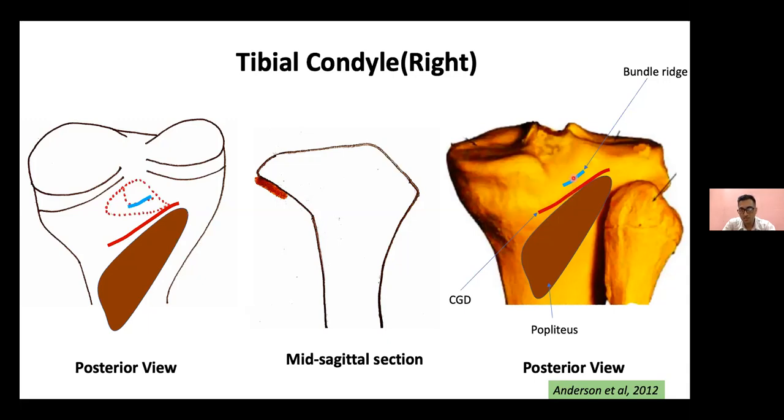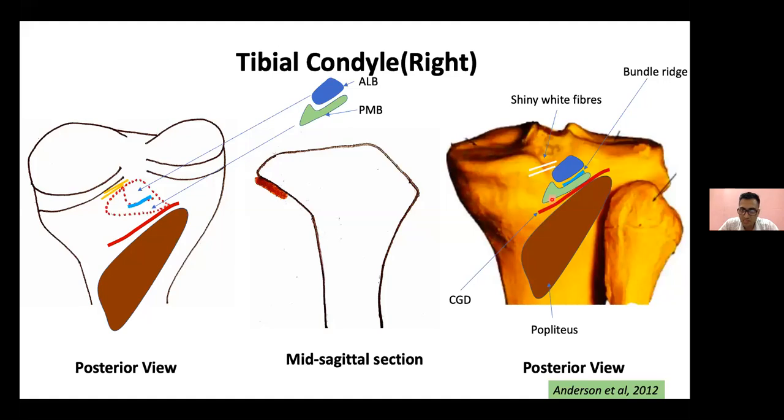And this bundle ridge separates the anterolateral bundle from the posteromedial bundle. And there is another important landmark called shiny white fibers. These are shiny, glistening white structures, slightly inferior to the posterior horn of the medial meniscus. These are very important landmarks during surgery. And this is the anterolateral bundle and posteromedial bundle.